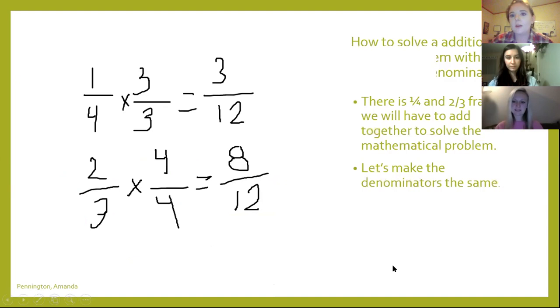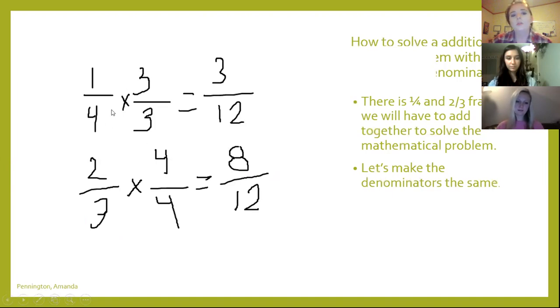So then we're going to talk about adding fractions together that have different denominators and how to solve those. One example is we have 1/4, and then we have 2/3 we need to add together to solve the fraction problem. One thing that I do know is that 3 and 4 times each other can give us 12. We can switch the denominators and multiply by the opposite fraction's denominator on both sides, and we can get a denominator that's the same.